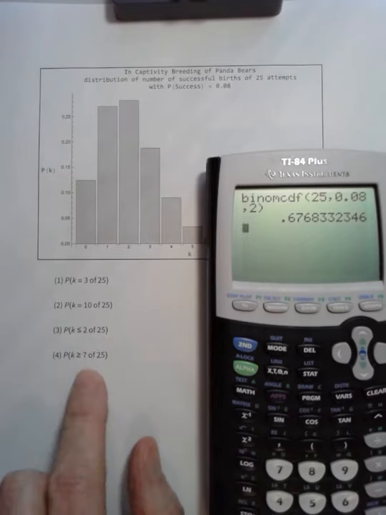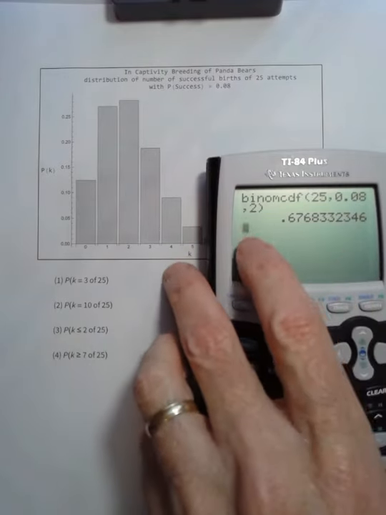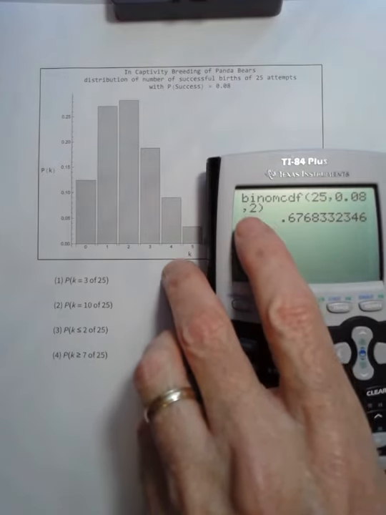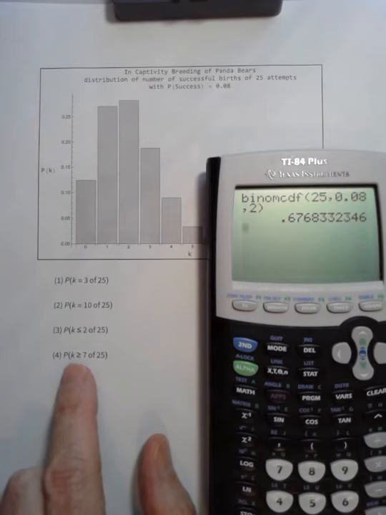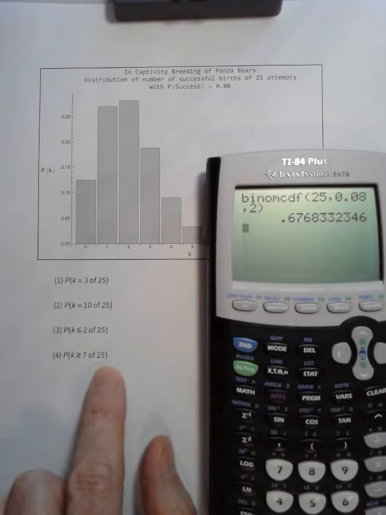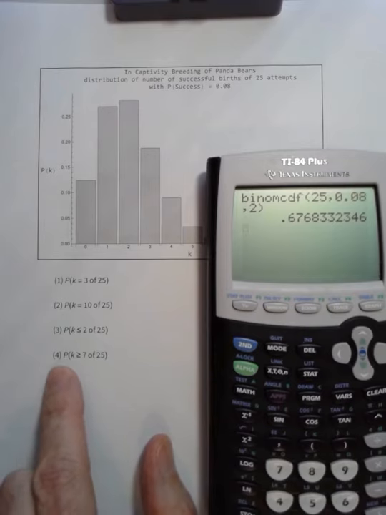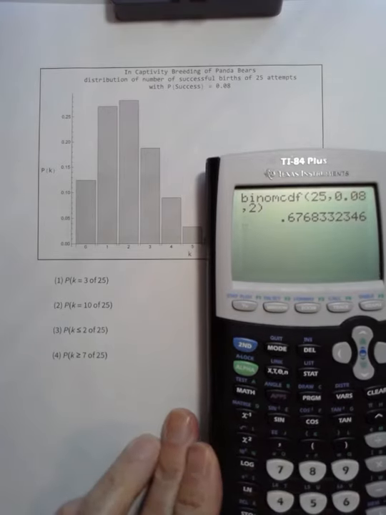What about bigger than 7? Well, we don't have a function for doing this. Binomial CDF only works with the number up to and including, so we need to use the complementary probability. So what I need to do is, if I don't have 7 or more, I must have 6 or less. So I can compute this last one using the idea of complementary probability.